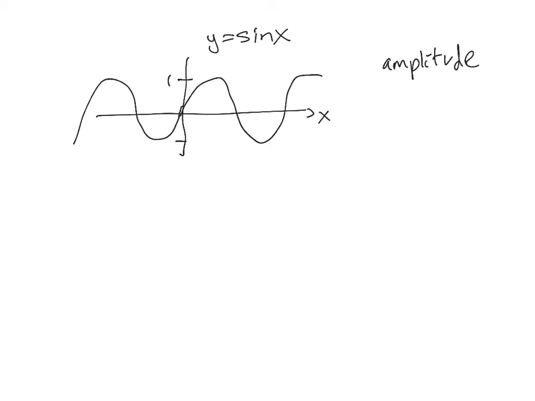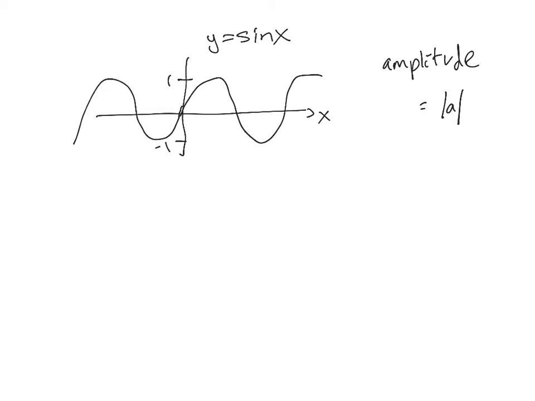And now how high and below this resting position does the graph go? Well, it goes absolute value of 1 away. So the amplitude is always thought about as the symbol we use is little a, and you always report it as a positive number.